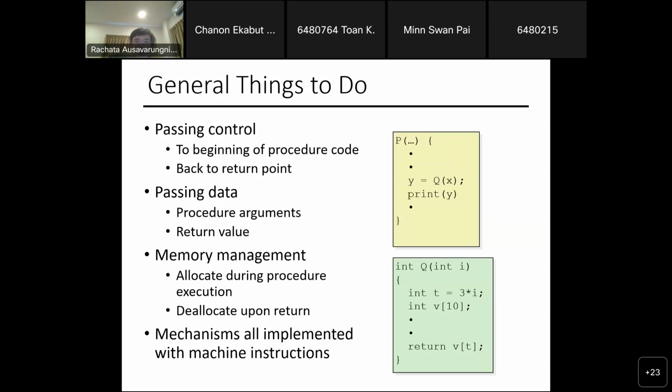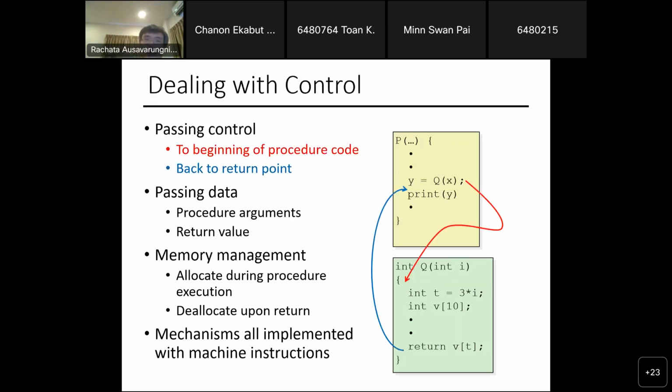So general things to do. First, you need to pass in the control. Again, control is code execution, right? Code execution. So the first thing you need to do is to make sure you know where to begin. What's the first line of my function call? And how do I return to the last line before I have the function call?